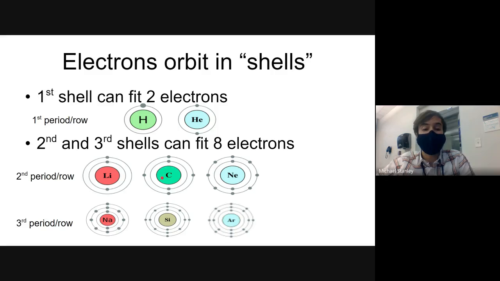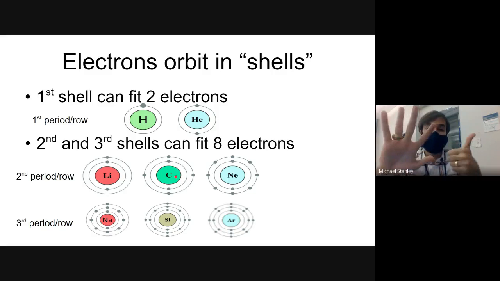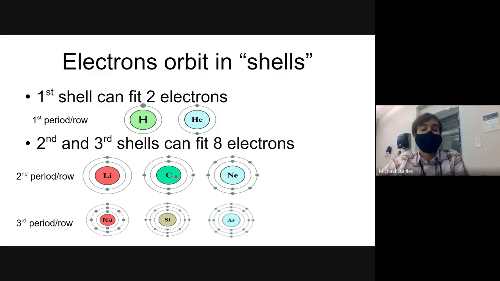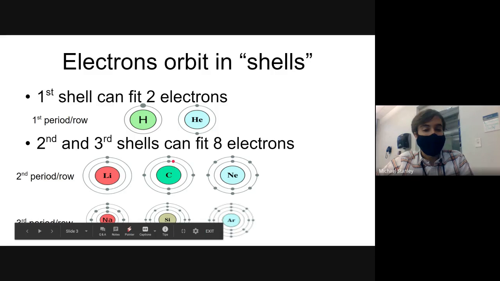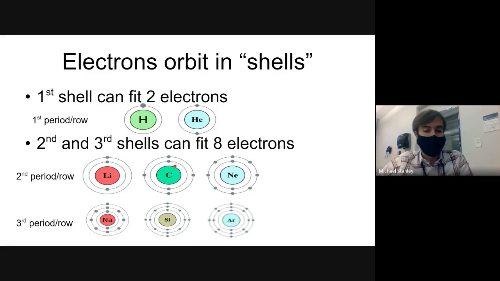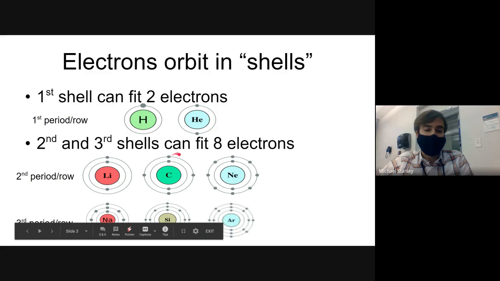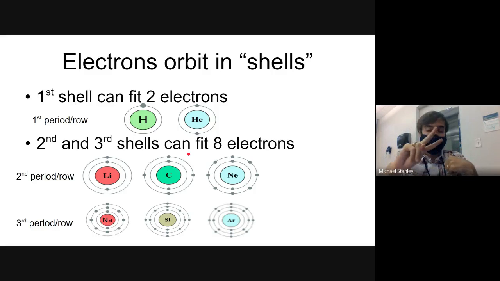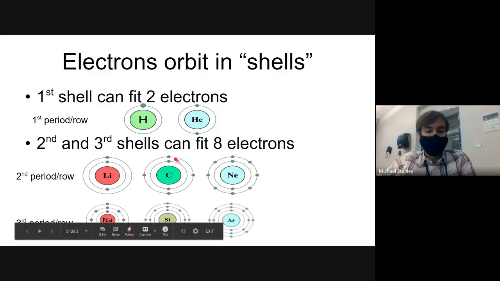In the case of carbon, carbon is atom number 6. So carbon has 6 protons and 6 electrons. Carbon can fit 2 of those 6 electrons on the first shell, but then it gets full. And so the remaining 4 electrons have to go on the second shell. So there's 6 electrons total in carbon. 2 of them fit on the first shell, and then the remaining 1, 2, 3, 4 go on the second shell right here.